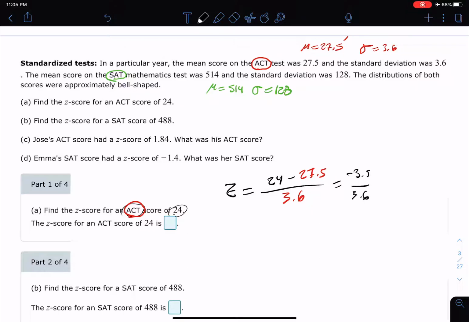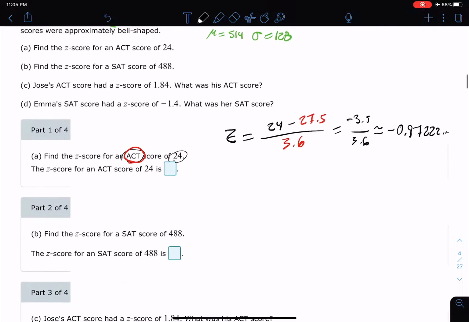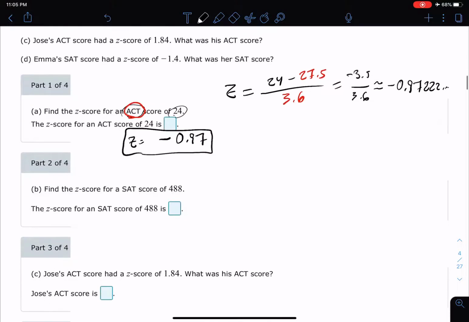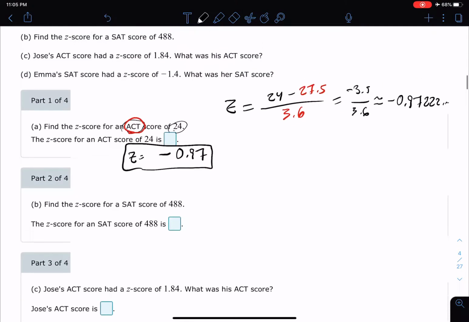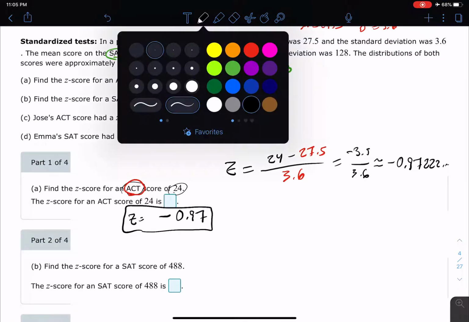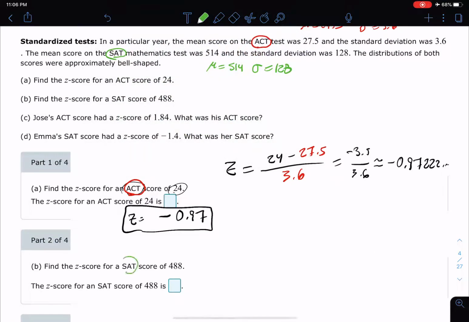And when we put that in our calculator, we're going to get a negative 0.97 repeating. It doesn't say specifically how many decimal values, so let's put in 2. So the answer here is the z-score is negative 0.97. All right, next one, find the z-score for the SAT. Now, SAT was the green stuff we had going here. So SAT was green.